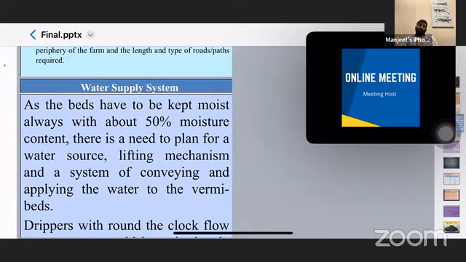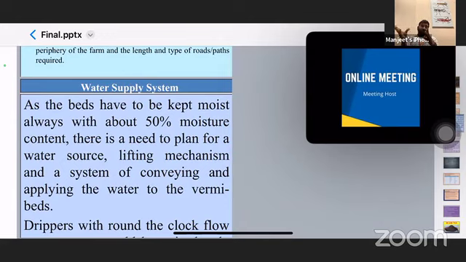Water supply system. This is the most critical input facility for vermicompost because regular water is needed for running the vermicompost unit. The bed has to be kept moist always, with at least 50% moisture content. There is a need to plan for a water source, a lifting mechanism, and a system of conveying and applying the water to the vermi beds.